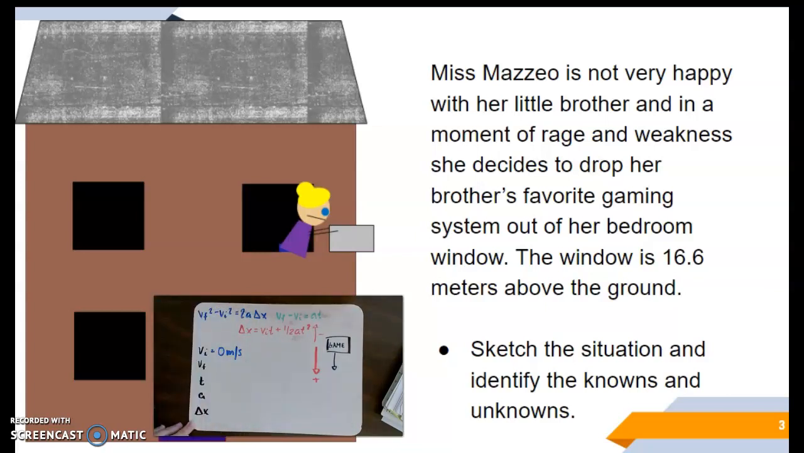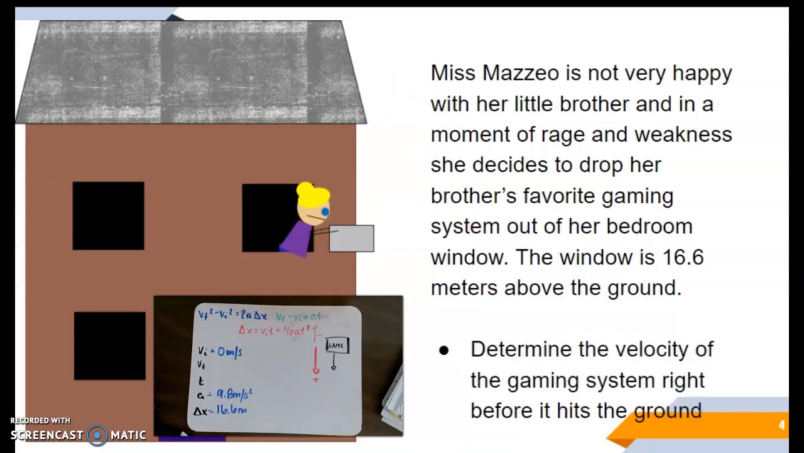I am also told that the window is 16.6 meters above the ground, so that is the displacement of the gaming system. And I know that the gaming system, once it leaves my hands, is in free fall, and any object in free fall has an acceleration of 9.8 meters per second squared downward. And I've said positive is down, so I can leave that number as positive.